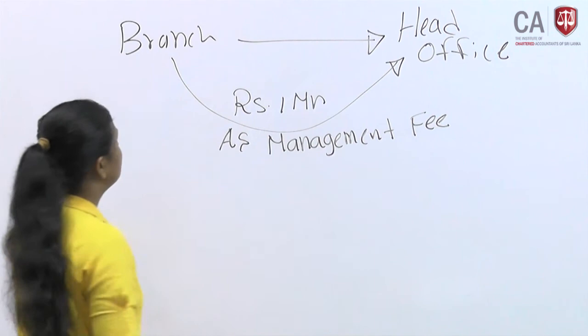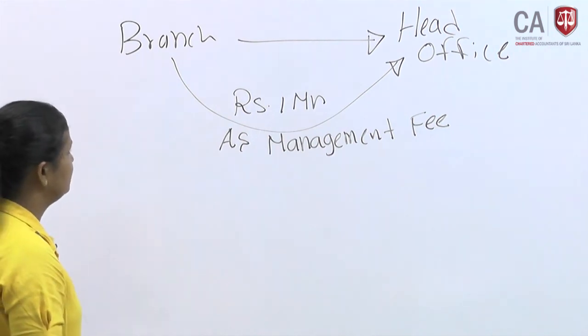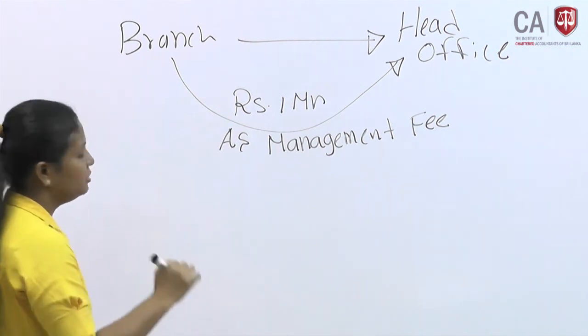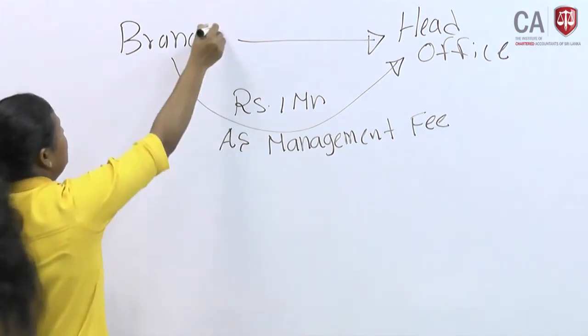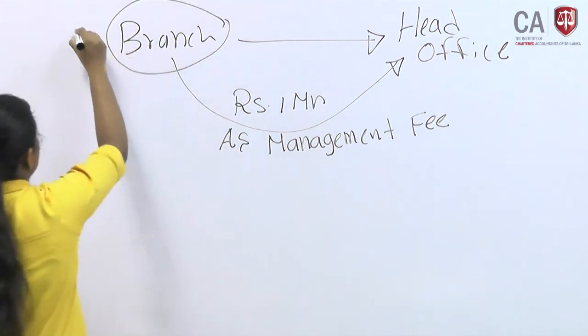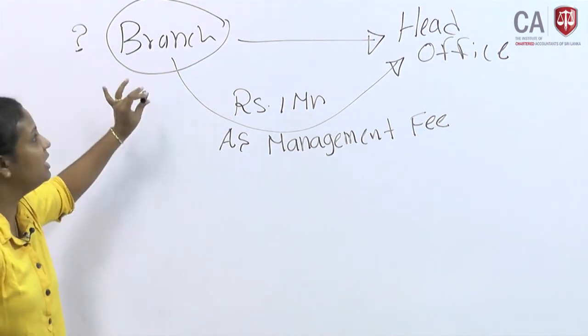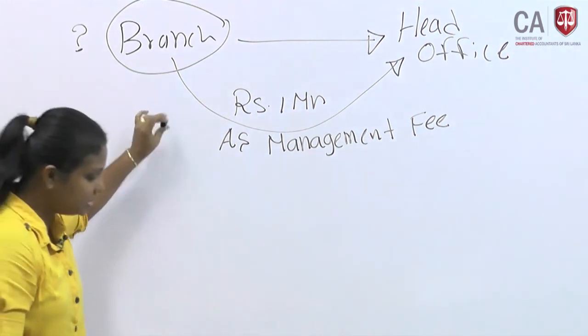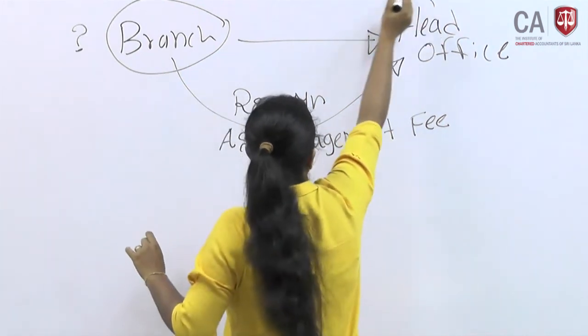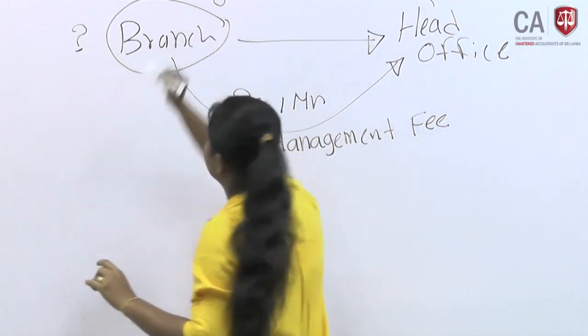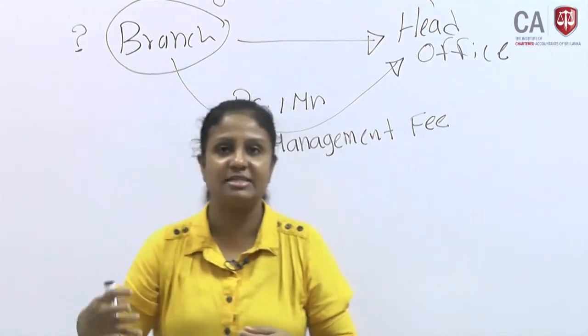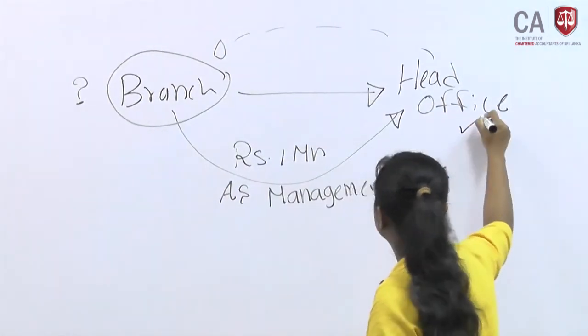Transferred into the head office. Now you need to look at what the branch is. This is your first question. A branch is not an isolated entity. A branch is every time an extension of the head office. It's an extension of this head office.